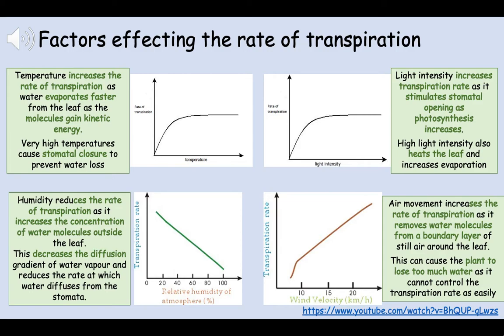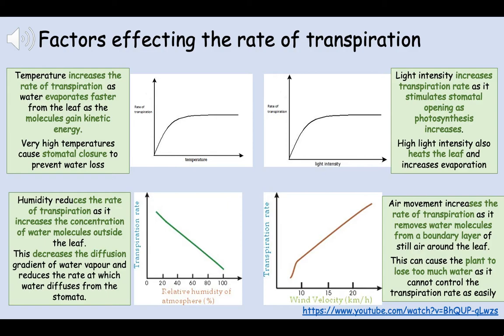Light intensity is the same. So as you increase light intensity, you're going to increase the rate of transpiration, and that's because as you increase light, you stimulate stomata to open because photosynthesis is increasing, and we want water for photosynthesis to take place. So as the light intensity increases, so does the rate of transpiration to encourage more water to flow through the plant.